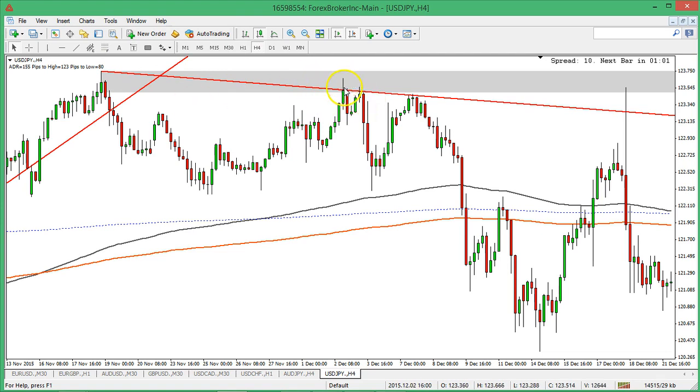They failed to break that high. Notice it dropped down, it came back to retest it. What do you see right there? You see a perfect reversal pattern on the 4-hour chart. That's very powerful. If you see a reversal pattern on a higher time frame, that's very, very powerful. You know something's up.